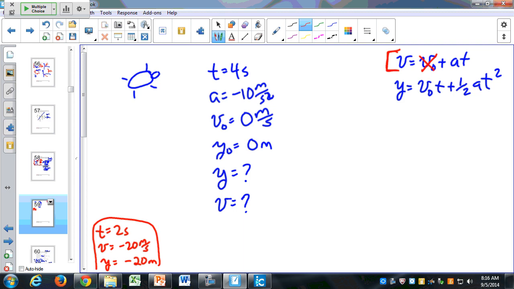All right, v naught is 0, so v is equal to a times t. If I double my time, which I'm doing here, what do I do to my velocity? I double my velocity, right? In the previous problem, I had minus 20 meters per second. In this problem, it should be minus 40 meters per second. We'll work this out in just a second, but just because I've doubled my time, I know that I should double my velocity over the previous one. All right, in the second one, if I double my time, what happens to the position, or the displacement?